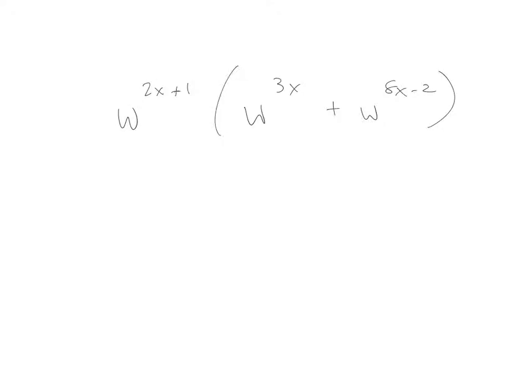I've got a problem like this that says simplify the expression, or it could say perform the indicated operation. Either of those directions would work in this case. What's the first thing you think about when you start a problem like this? You want to distribute the w to the power of 2x plus 1 to each w. So you add the 2 exponents.